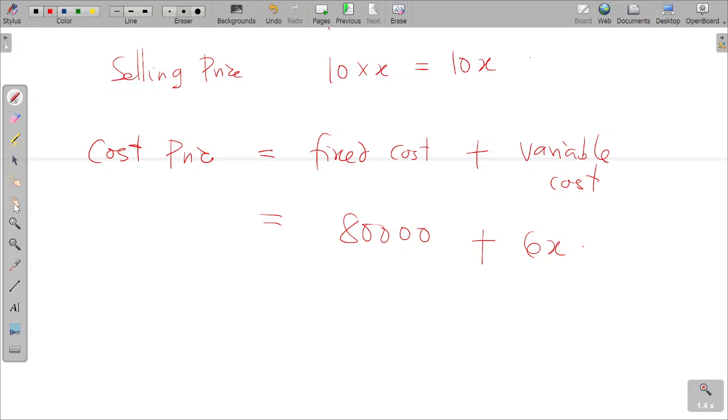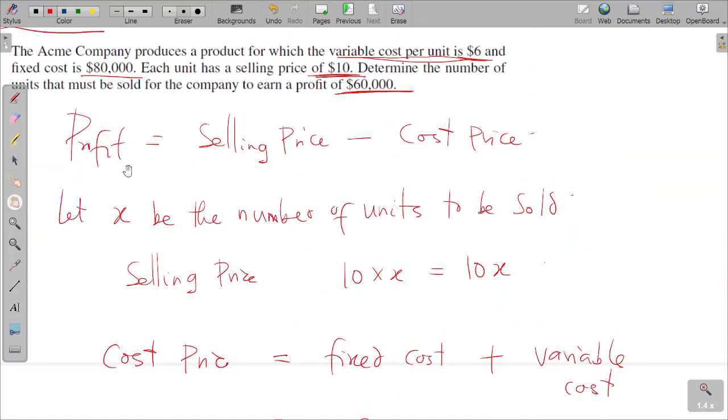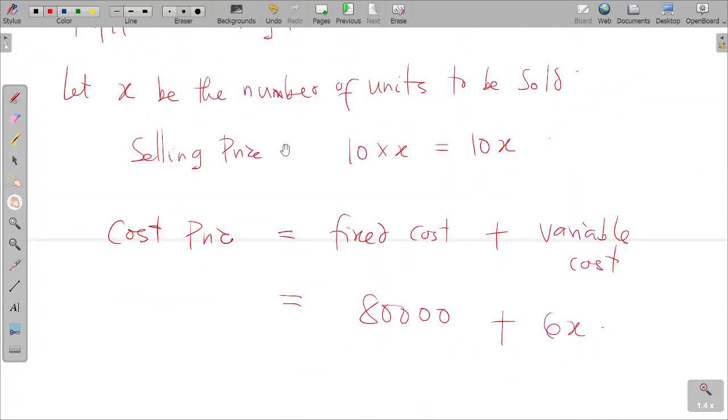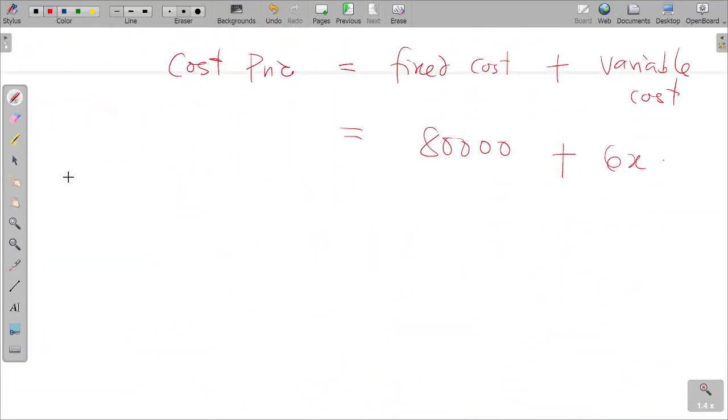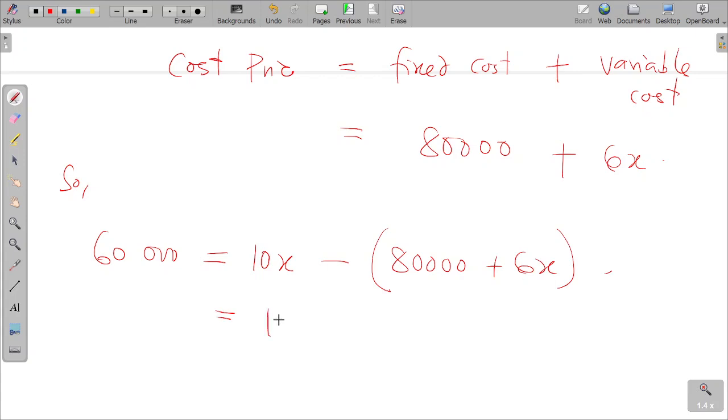By x. So we now come back to that formula, which is profit equals selling price minus cost price. We have profit already. Profit is given to us. So we have 60,000 equals selling price 10x minus cost price, 80,000 plus 6x. Okay, so if you open this up, you'll get 10x minus 6x minus 80,000 equals 60,000.